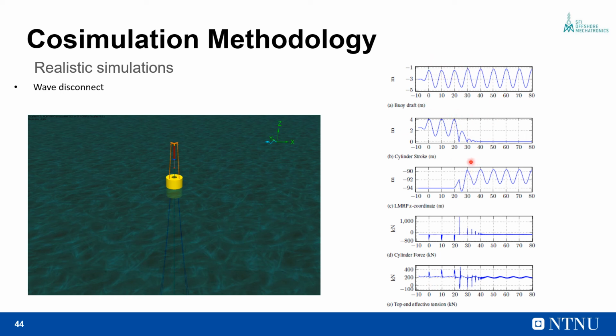The riser is disconnected at 20 seconds into the simulation. As the LMRP is disconnected, the cylinder begins to retract and it hits end stroke a few times and then comes to rest. We see that again the effective tension of the riser goes into the compression region as the cylinder hits end stroke, and all the other multiphysical effects are also captured. Let's now have a look at the simulation itself.